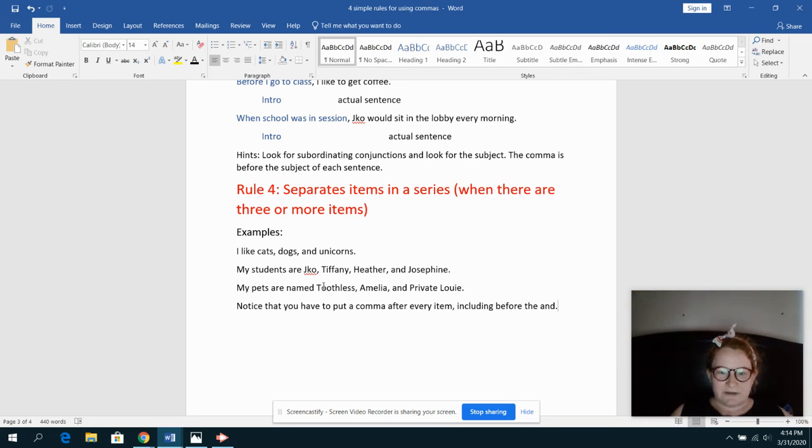Notice that you have to put a comma after every item, including the one before the and. That's one that's left out in journalism and people debate it a lot. But for English class, make sure that you're using that last comma. And those are the four rules for using commas, guys.